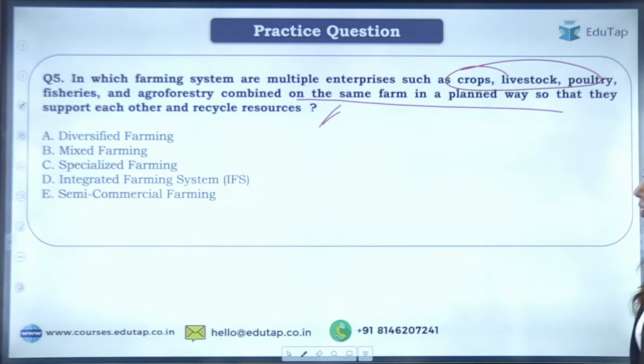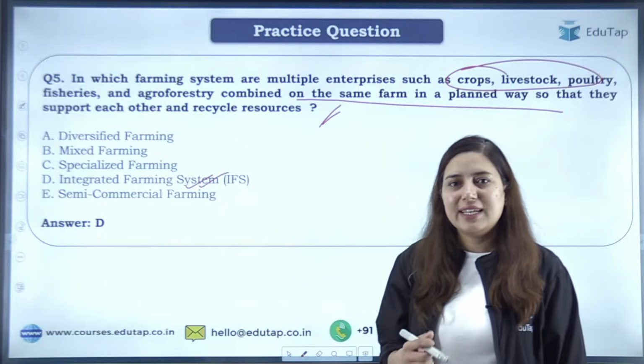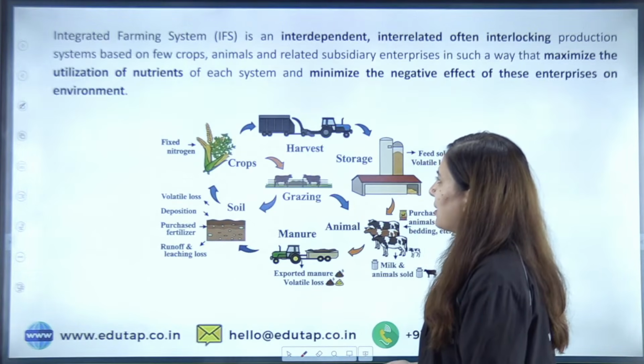ठीक है, very good. I can see right answers coming. Very good. Akshita has given the right answer. So it will be integrated farming system. ठीक है. Let's understand what is the meaning of integrated farming system quickly. So integrated farming system क्या है students?